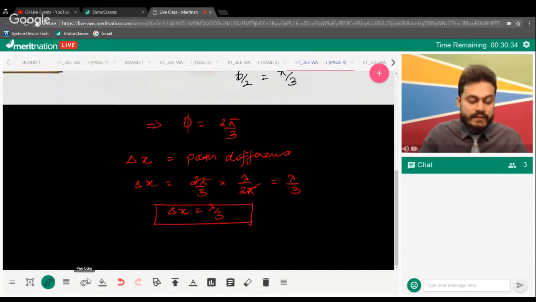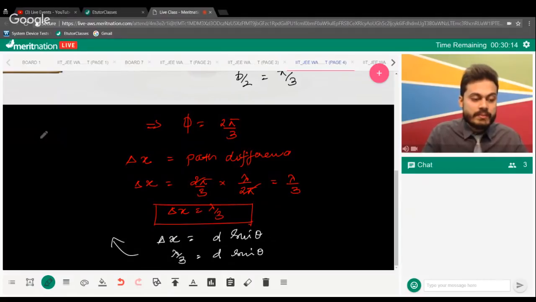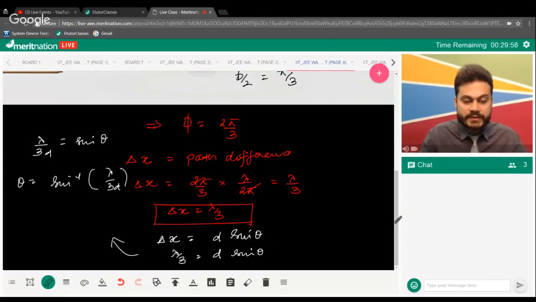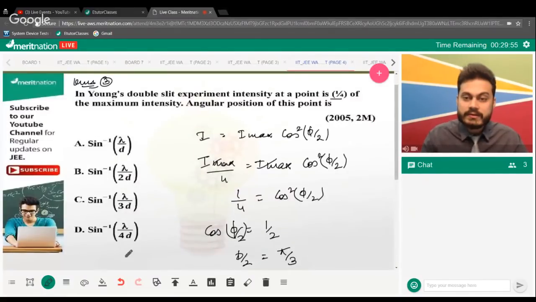Now, there is one formula for the relation of path difference with angular position, that is d sine theta. We are done with the question. So this is lambda by 3, it is d, it is sine theta, and they're asking you what is the value of theta. So it becomes lambda by 3d is equal to sine theta. Now you guys know theta will be sine inverse of that value, sine inverse lambda by 3d. So just let me know which option is corresponding to this one. Anjali, you were correct. Good.